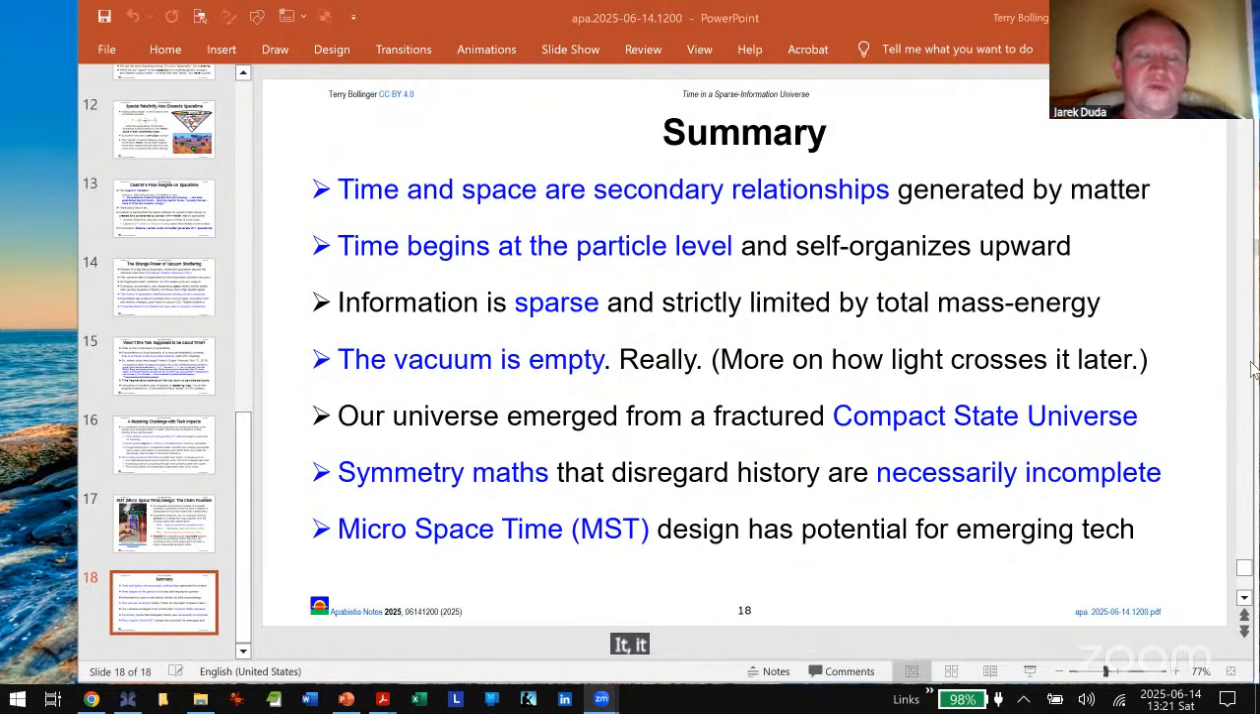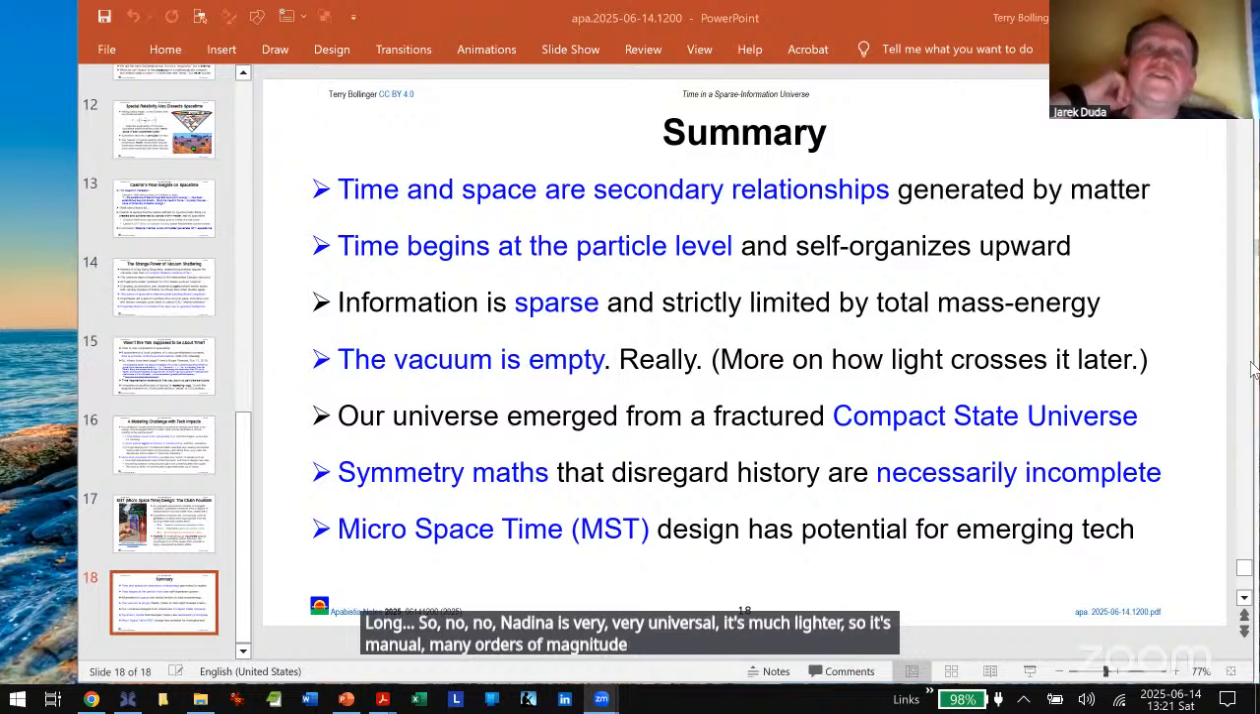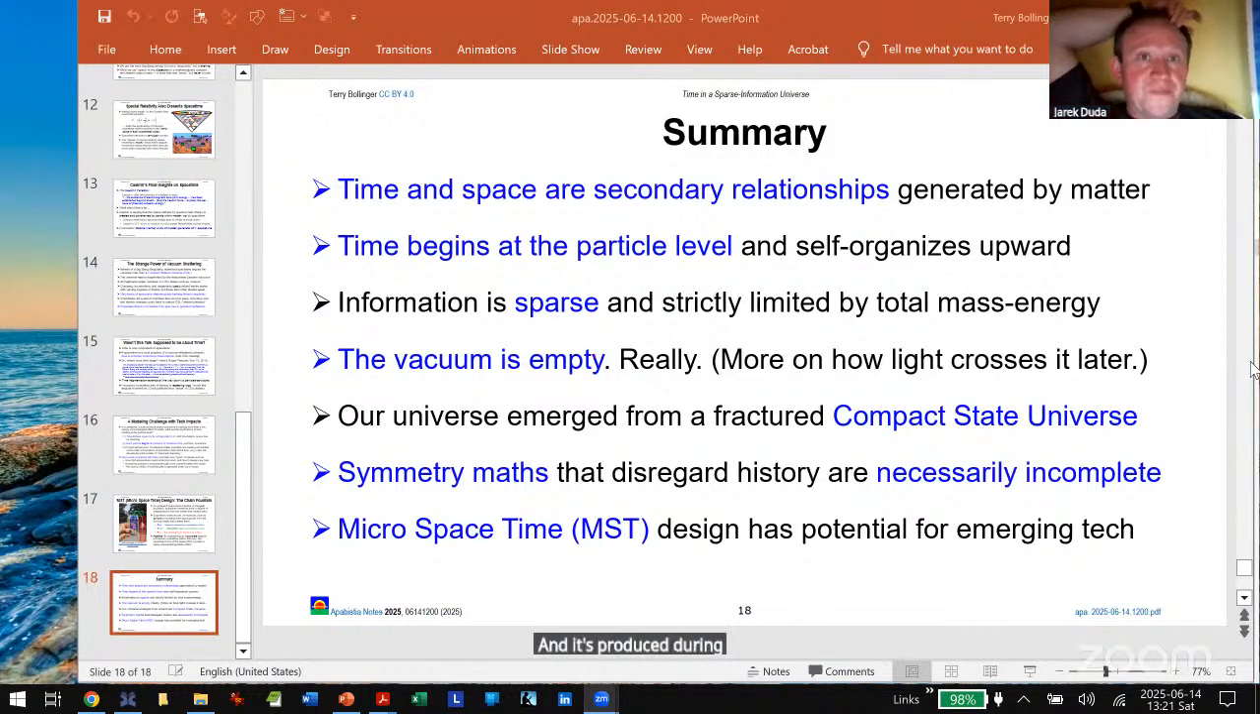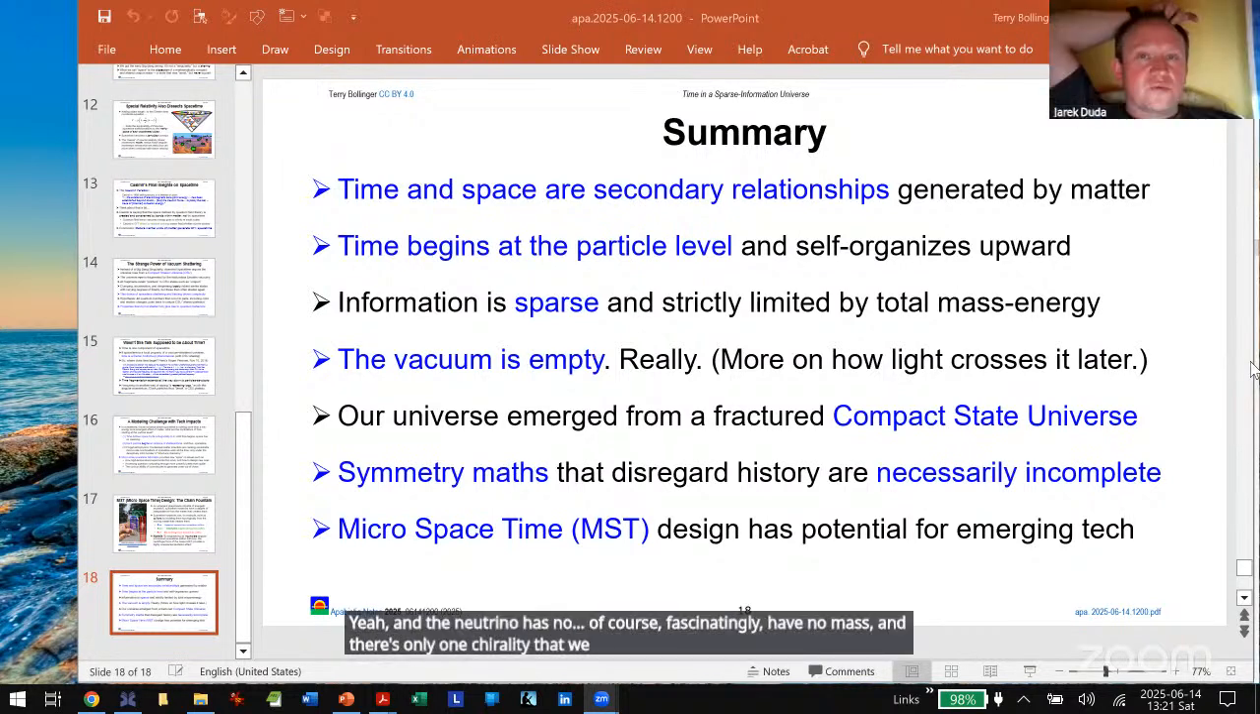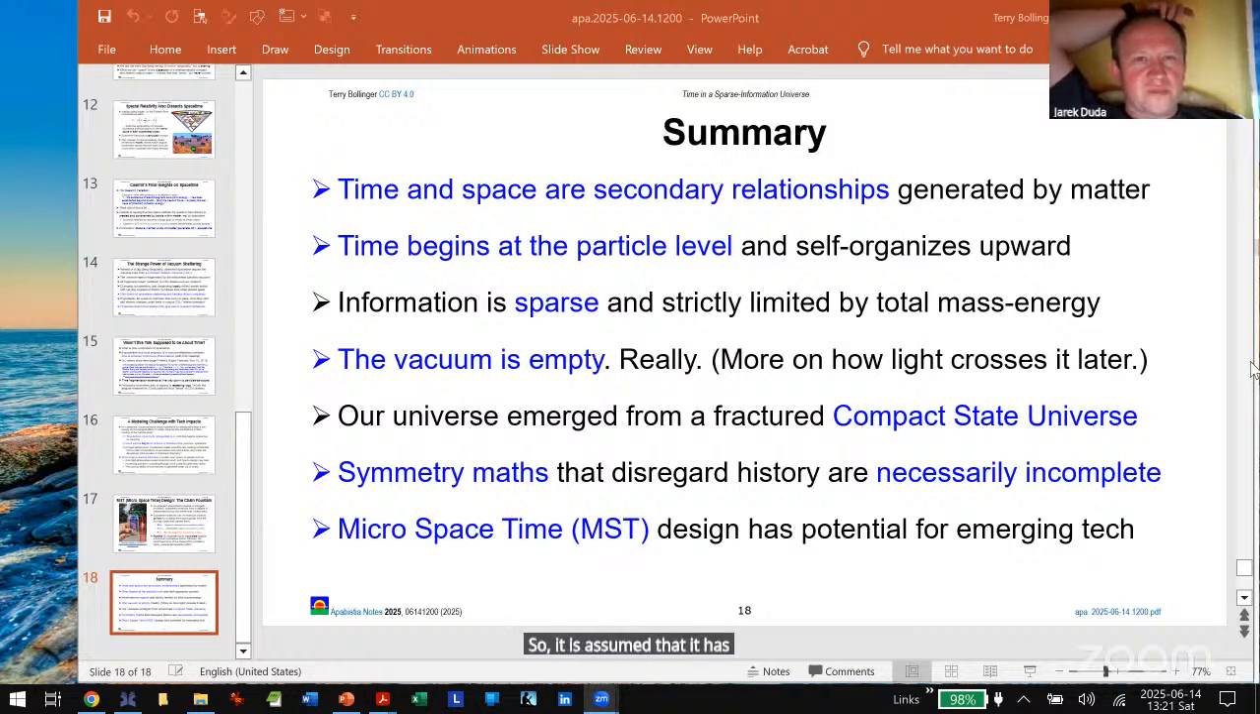So no, the neutrino is very, very universal. It's much lighter, many orders of magnitude lighter, and it's produced during the beta decay. Fascinatingly, the neutrino has no mass and has only one chirality that we can detect. So it is assumed that it has very tiny mass, but I think it's complicated.